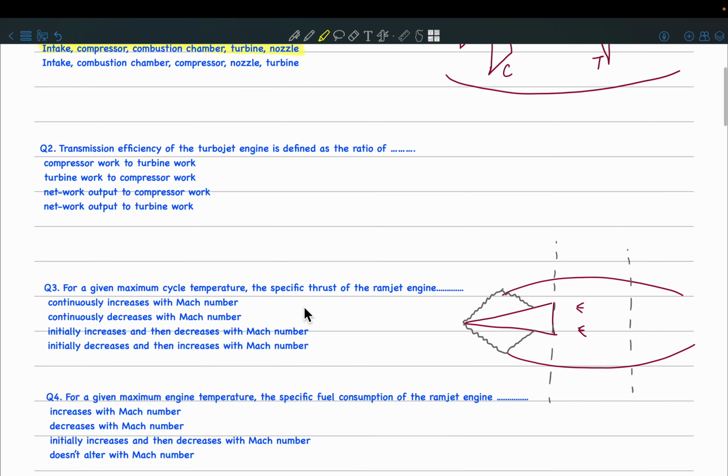Then, what is the transmission efficiency of a turbojet engine defined as? What is the definition of transmission efficiency? Yeah, compressor work to turbine work. So basically, there is some amount of work which the turbine is producing, and ideally, we want all that work to be transmitted to run the compressor, but there will be some losses during the transmission. So that is what we define as the transmission efficiency, which is compressor work to turbine work.